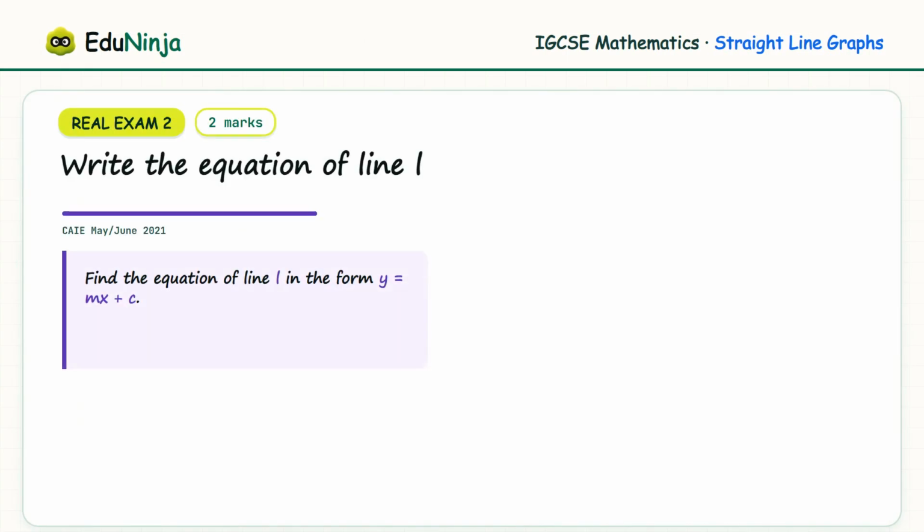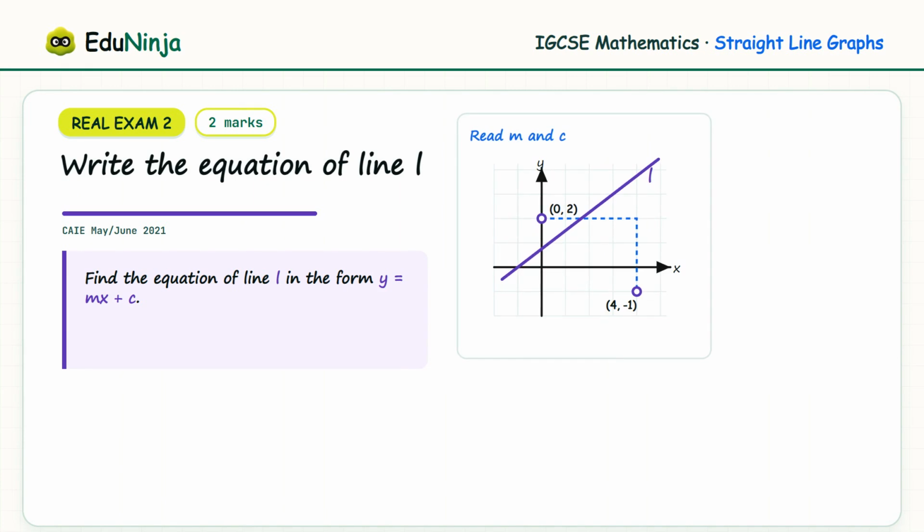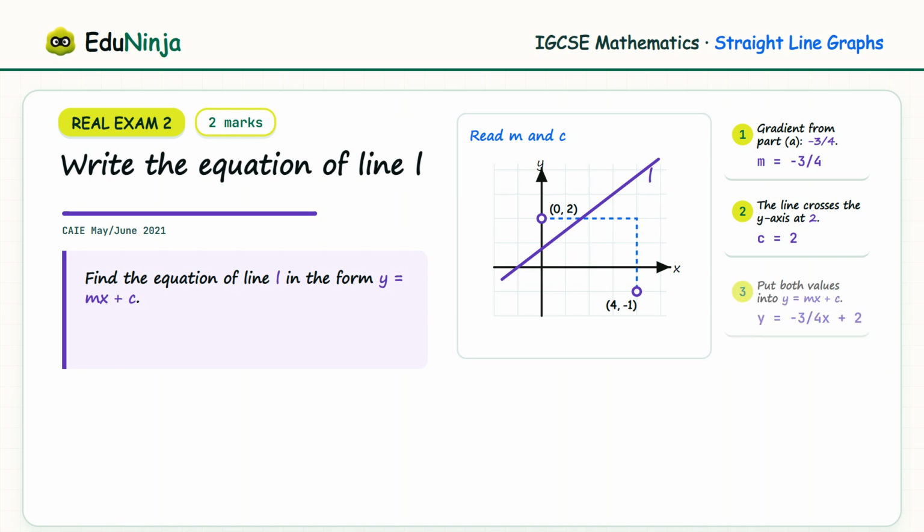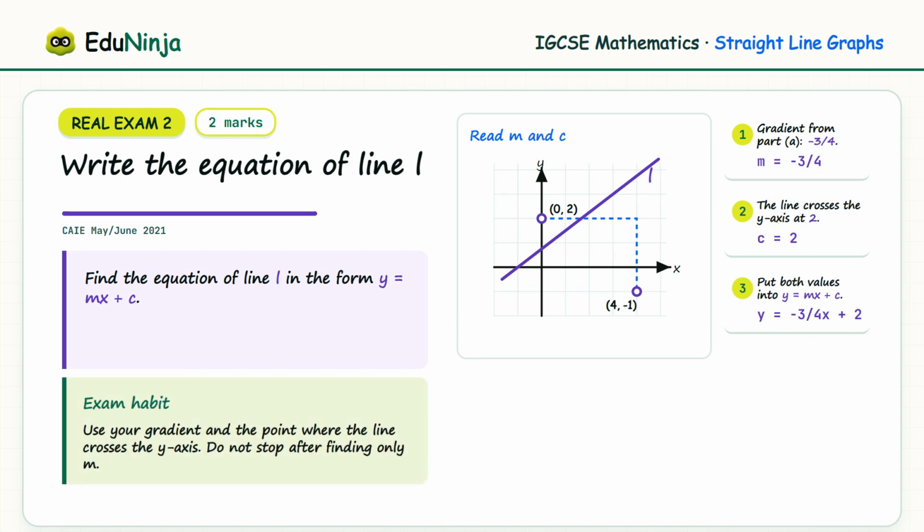We need the equation of line L in the form y equals mx plus c. From part A, the gradient is negative 3/4, so m equals negative 3/4. Next, read the y-intercept from the graph. The line crosses the y-axis at 2, so c equals 2. Now put both values into y equals mx plus c. That gives y equals negative 3/4 x plus 2. That is the full equation of line L.